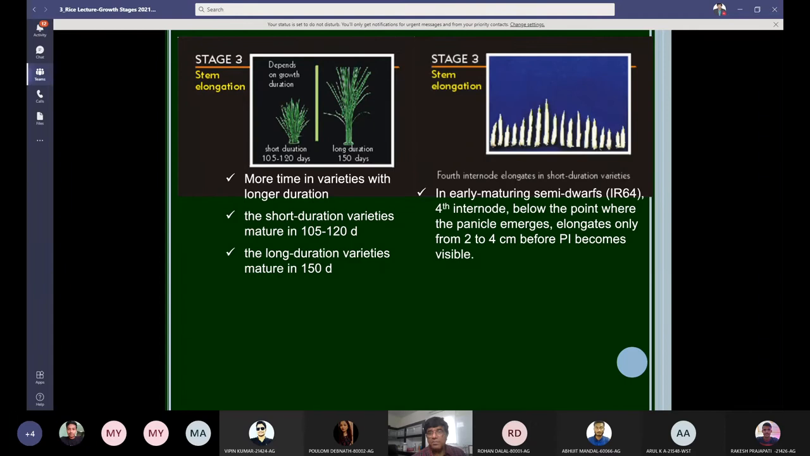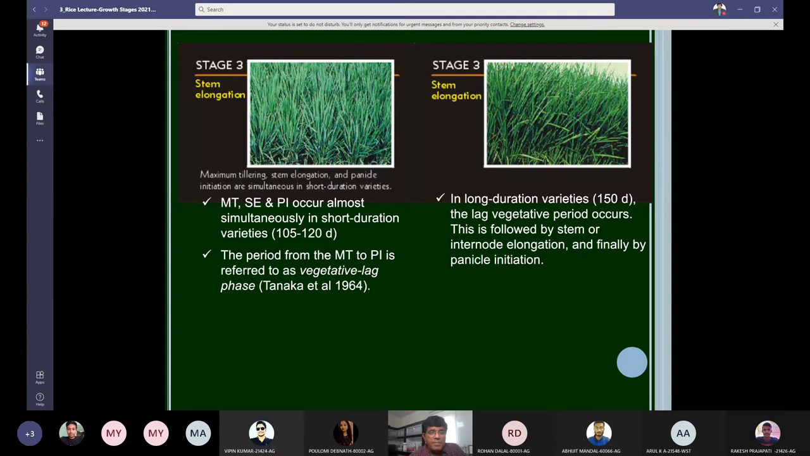Now stem elongation continues. MT means maximum tillering. SE means stem elongation, and PI means panicle initiation. So MT, SE, and PI occur almost simultaneously in short duration variety, 105 to 120 days. I'm repeating these facts again and again so that there should not remain any doubt in your mind. You should get this thing very clear.